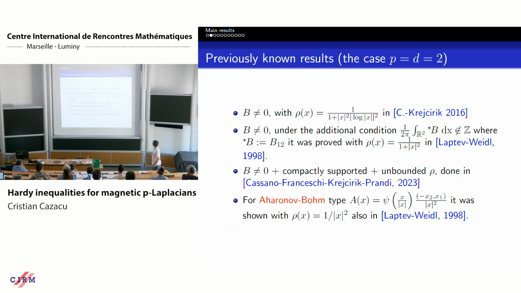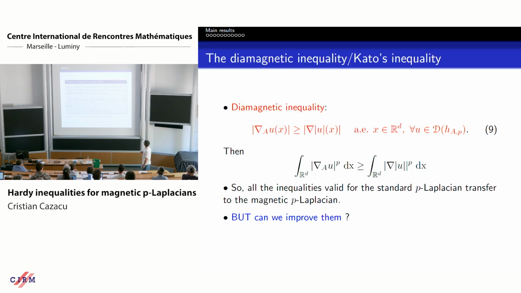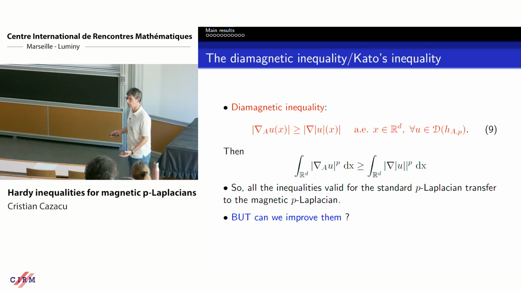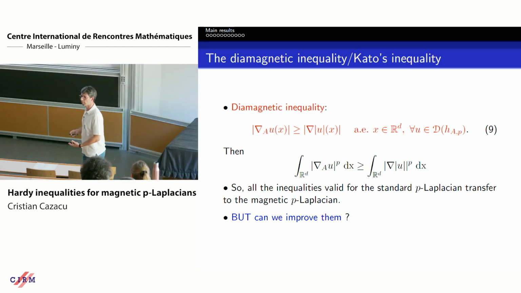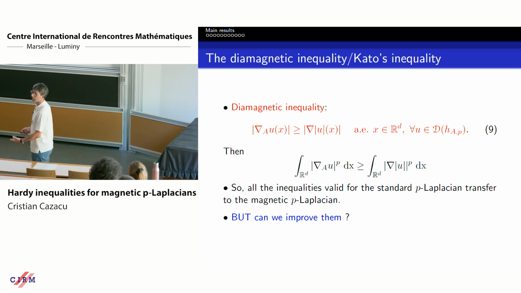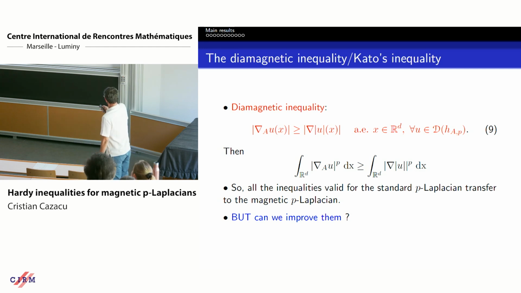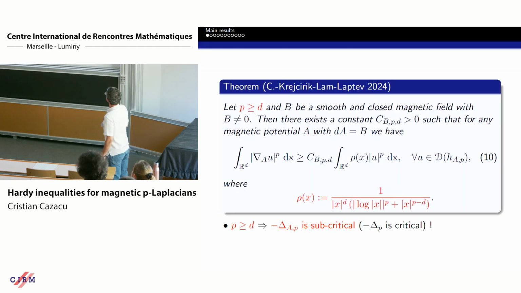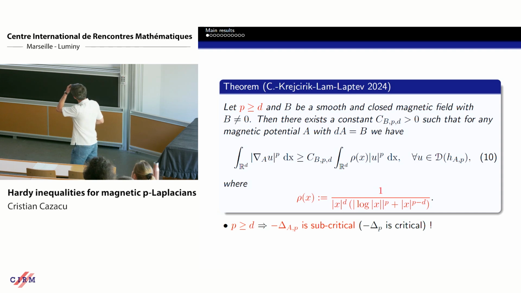The question is whether we can get something more because of having this magnetic field. So we expect the magnetic field to influence our inequalities and to obtain improvements in our inequalities. Okay, so this is the first result.